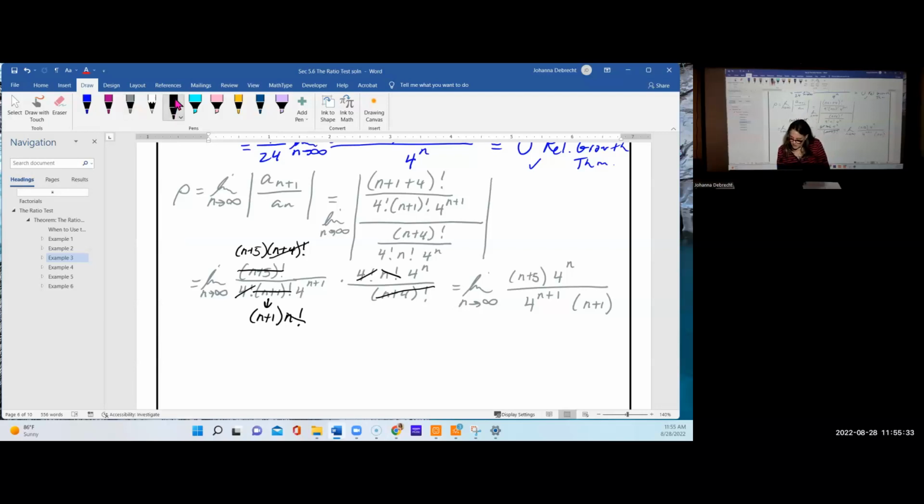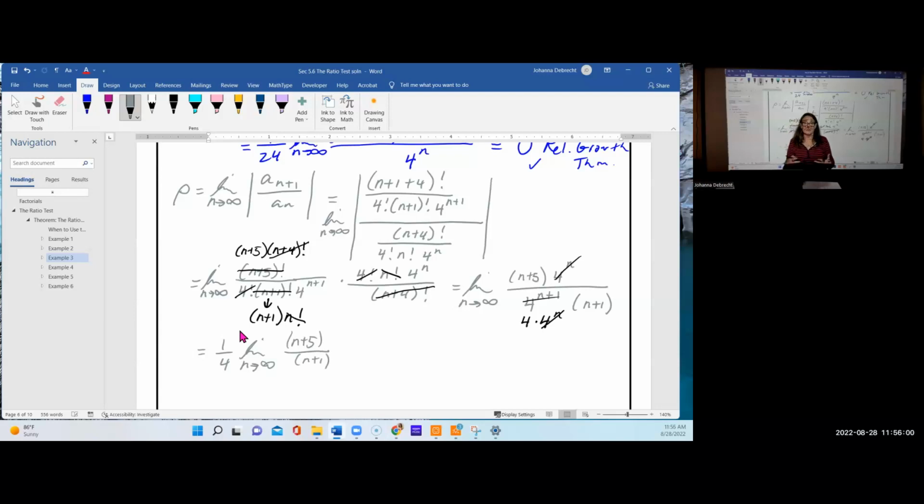Some students like to go ahead and write it out. It's not a bad idea. Write this as 4 times 4 to the n. Then the 4 to the n's cancel. So you've got a 1/4 that you can factor out of the limit. So we're still looking for rho. So this is going to be 1/4 the limit as n goes to infinity of n plus 5, the factor group, divided by n plus 1.